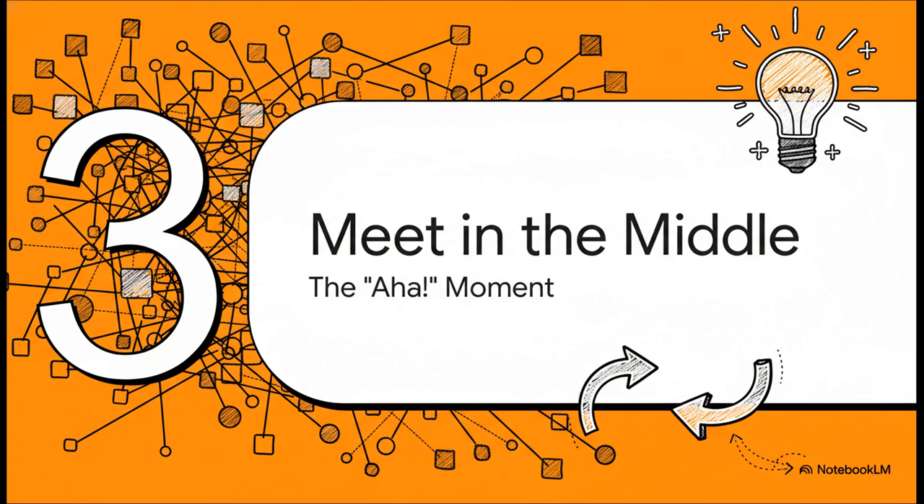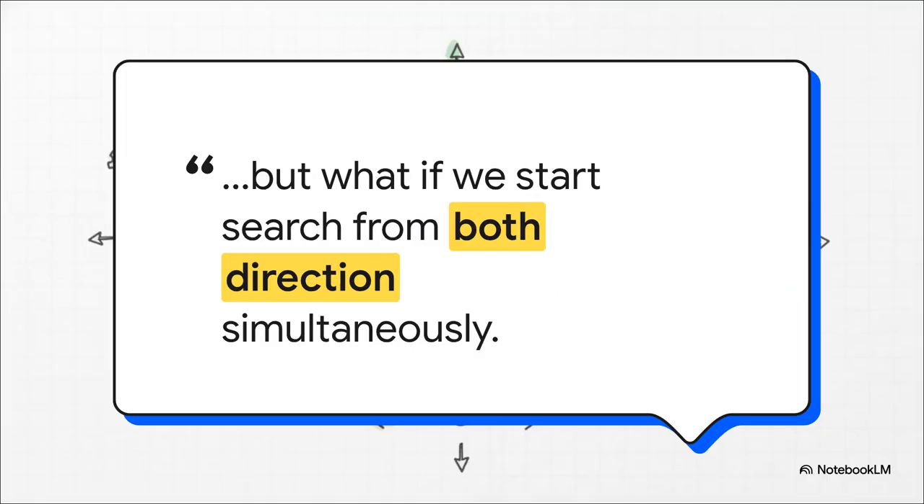But what if there's a better way? This is that aha moment. The one little idea that just changes the entire game. What if you don't have to search that whole massive area at all? The folks over at GeeksforGeeks put it so simply: but what if we start search from both directions simultaneously? That's it. That's the question. Instead of just starting at the beginning, what if you also start searching from the end at the same time?